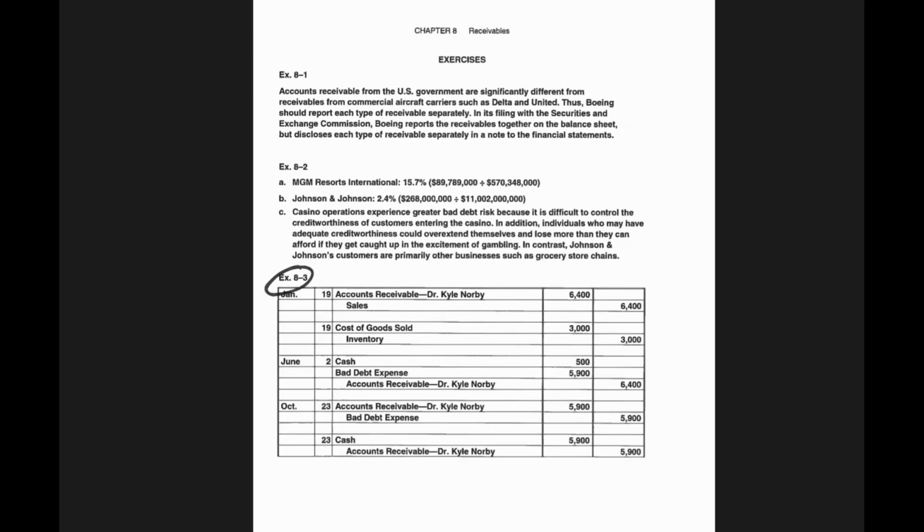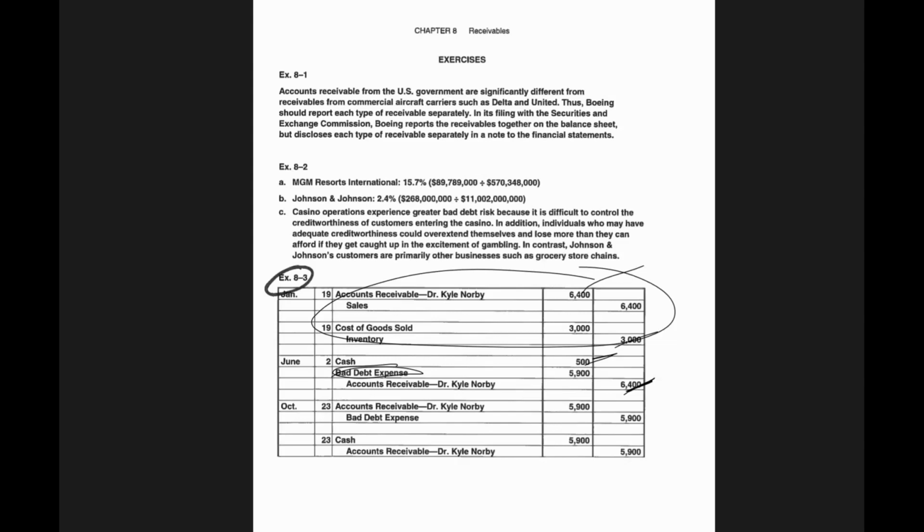January 19, sold merchandise on account $6,400, cost of goods sold $3,000. Well, there's nothing new to this journal entry. Your sales entry, and then your cost of goods sold entry, your cost entry. June 2nd, received $500 and wrote the remainder off. So the $6,400 is going to get credited to AR, and then we did receive the $500 in cash, and the balance goes straight to expense.